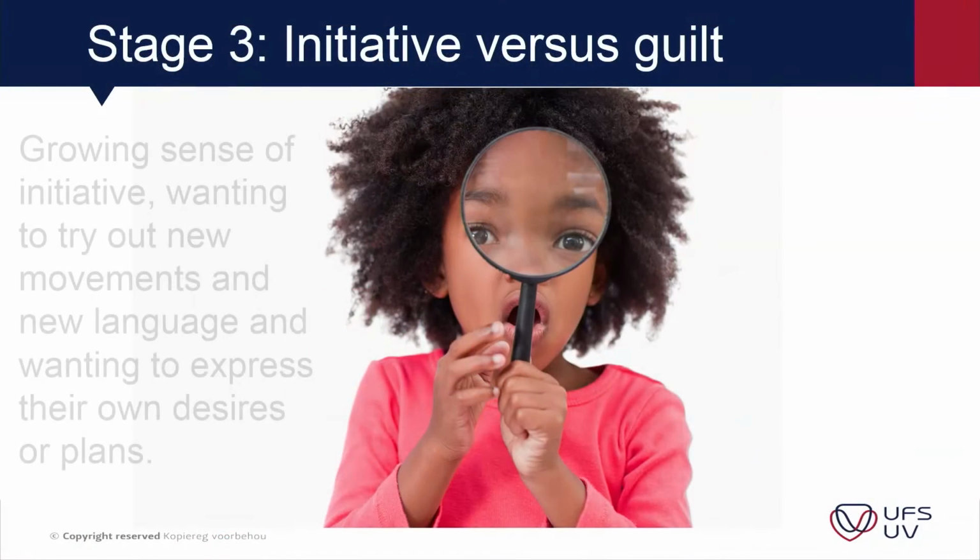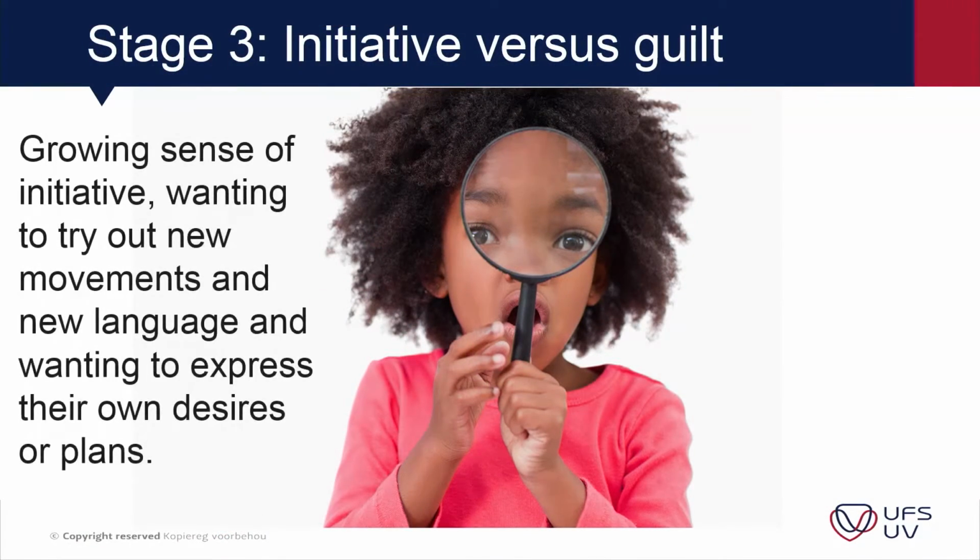They have a growing sense of initiative, wanting to try out new movements and new language, and wanting to express their own desires or plans. "Being firmly convinced that he is a person on his own, the child must now find out what kind of a person he may become," says Erikson. If adults punish this initiative, the child will feel guilty about her natural urges.